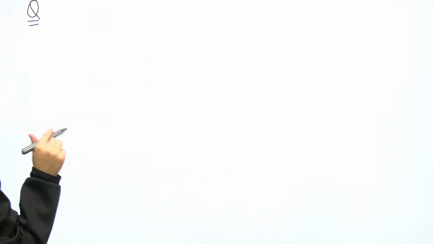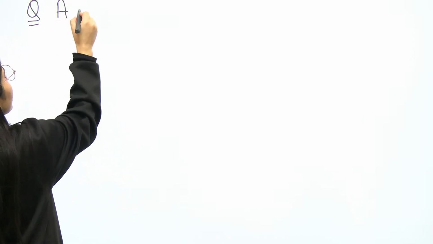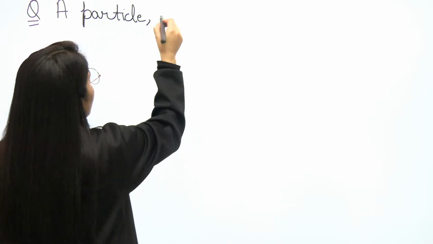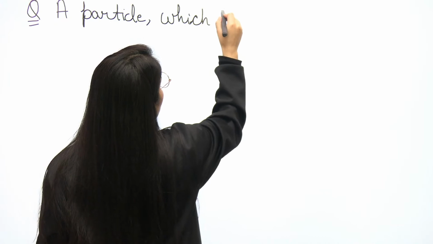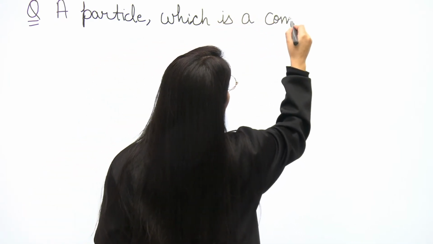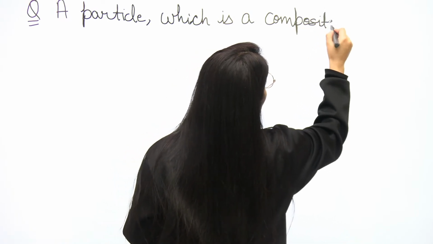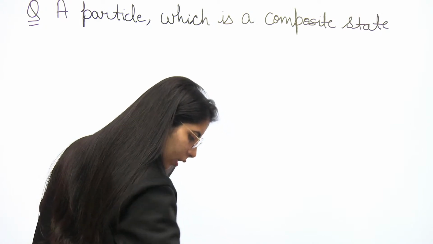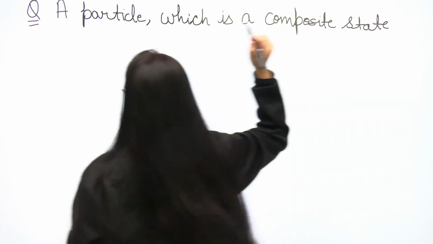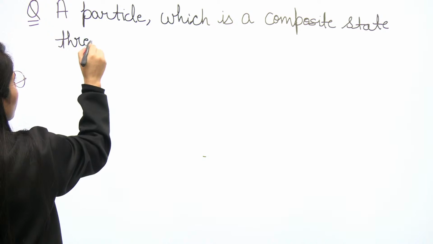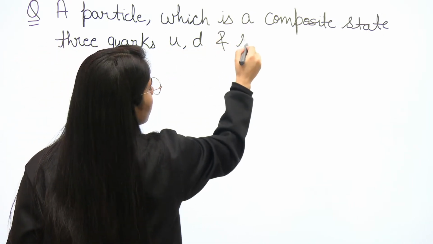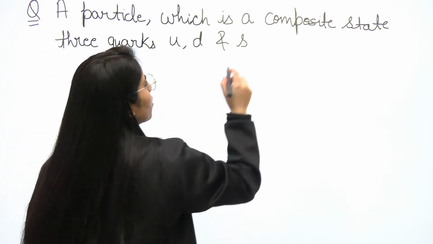Next question is going to be related to quarks. Okay, so the question is: a particle which is a composite state of 3 quarks U, D and S has electric charge, spin and strangeness respectively.